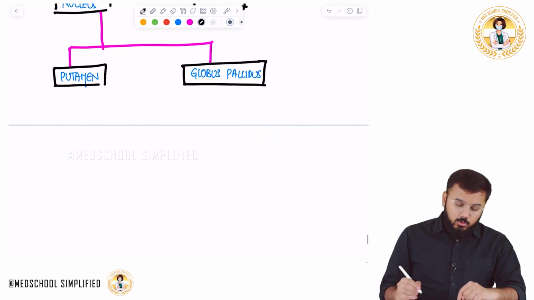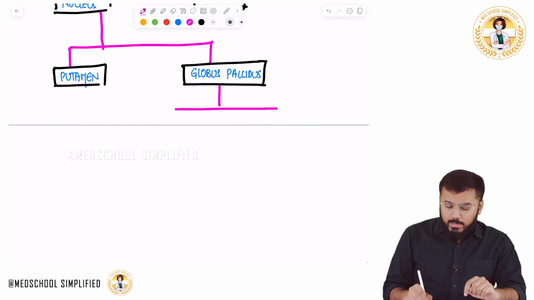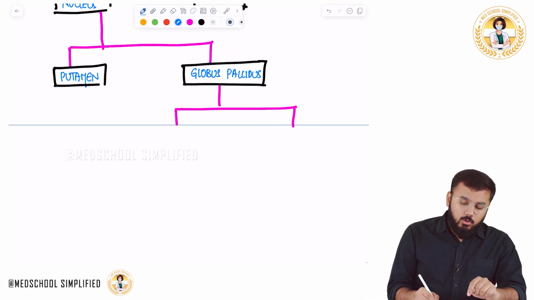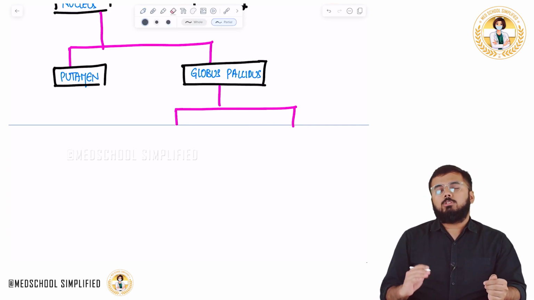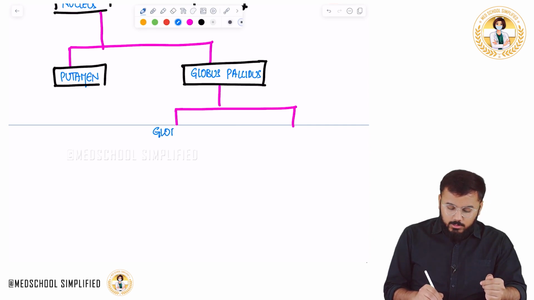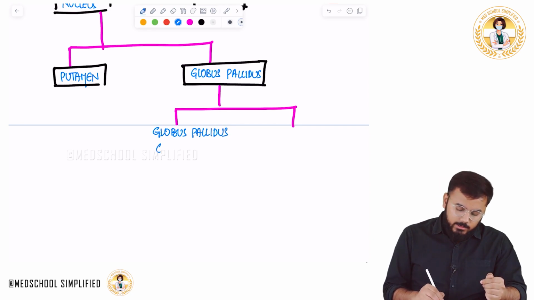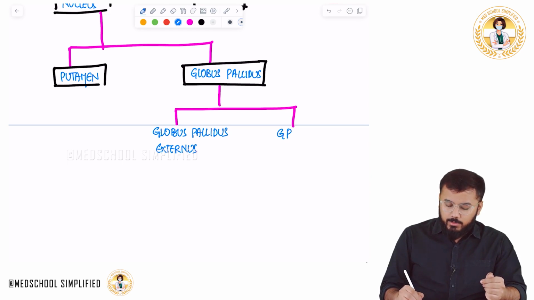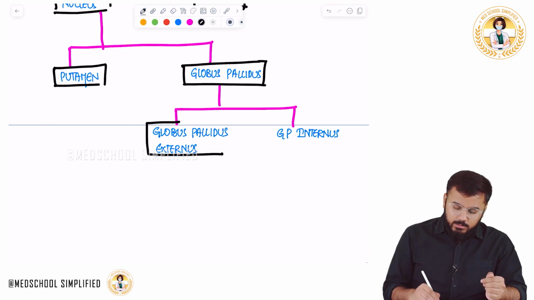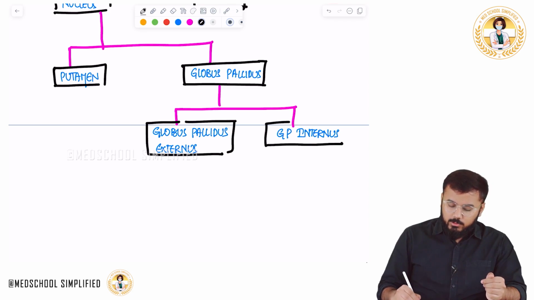Now, globus pallidus is again divided into 2 important things. What are those 2 important things? One is called as globus pallidus externus. Another one is called as globus pallidus internus. Okay, so this is the final. So globus pallidus externus we have got, and next important thing is globus pallidus internus.